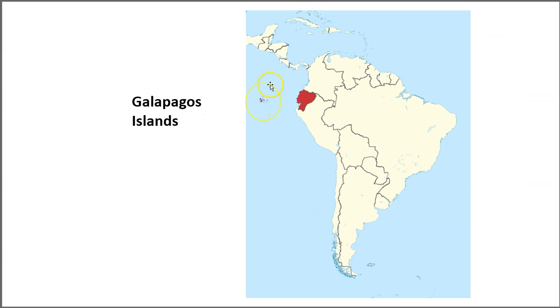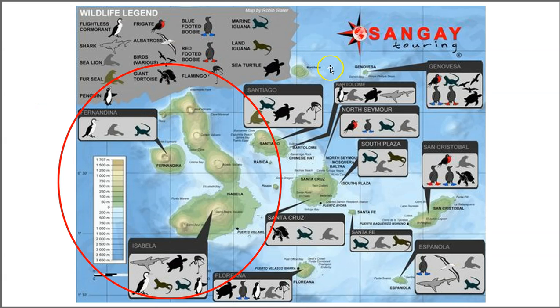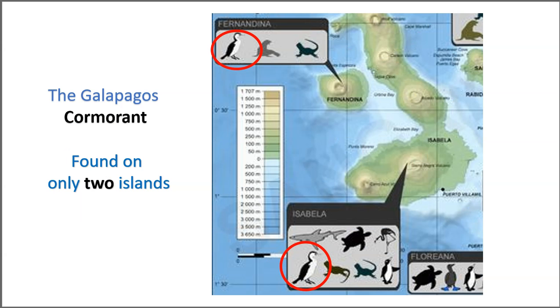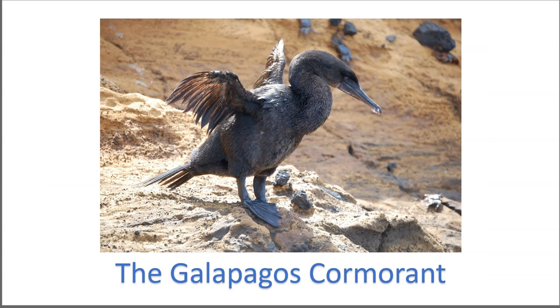Now, we've encountered the Galapagos Islands before. Of course, Darwin made a famous journey to the islands and studied the geology and the animals and plants there. And here's a map from a tourist company showing some of the islands and then the different kinds of animals that you might see on those islands. We're going to focus on Fernandina and Isabella. There's a really interesting species that lives there. It's called the Galapagos cormorant. And this is what it looks like.